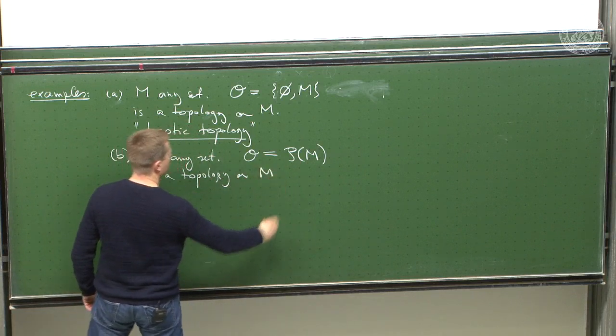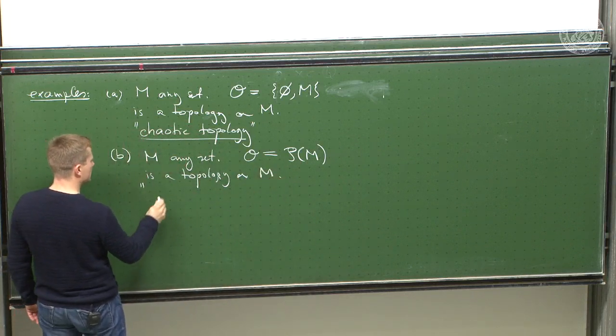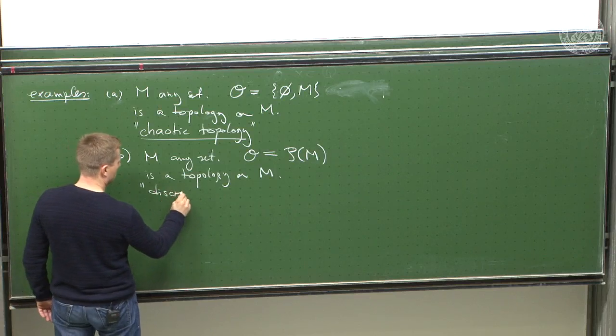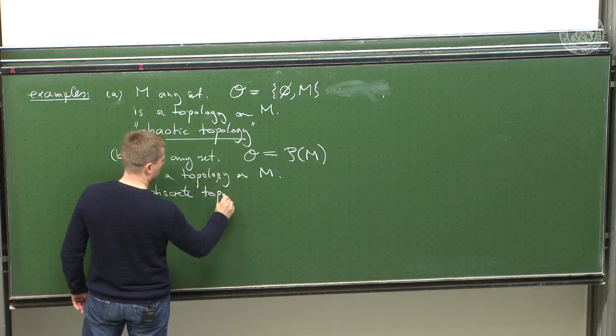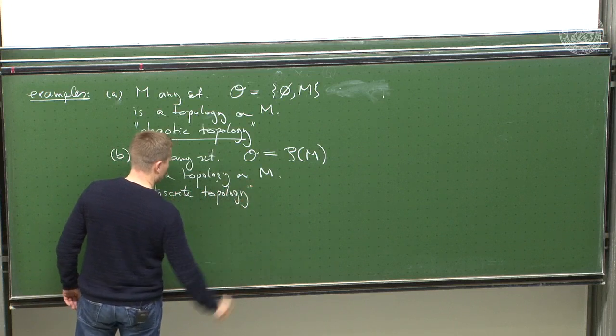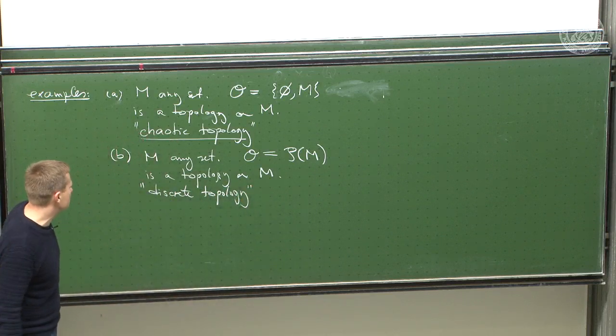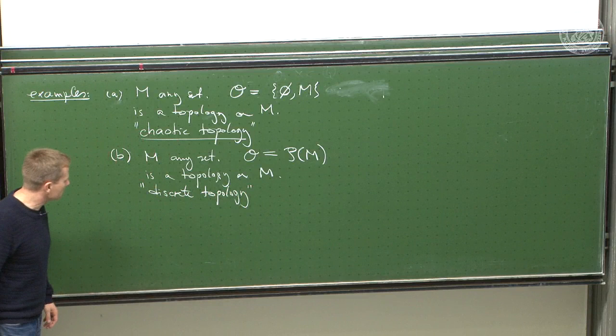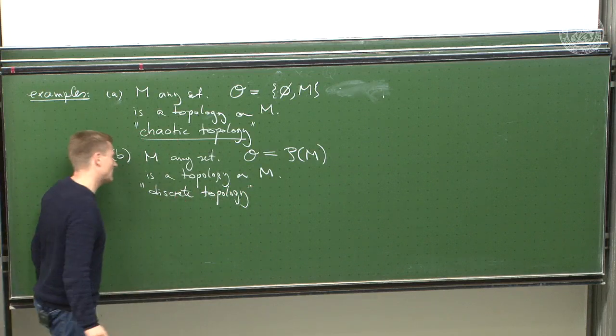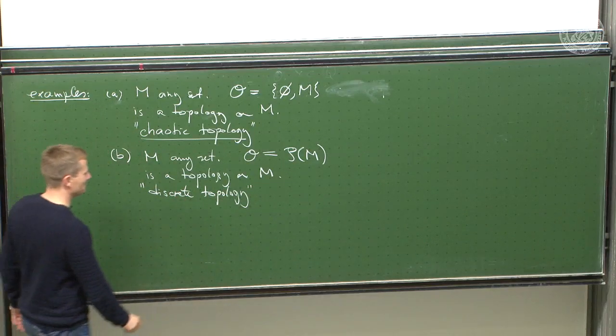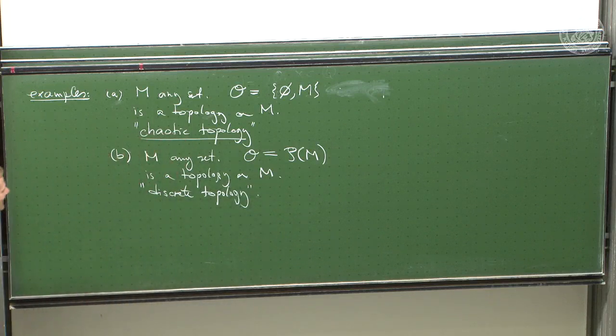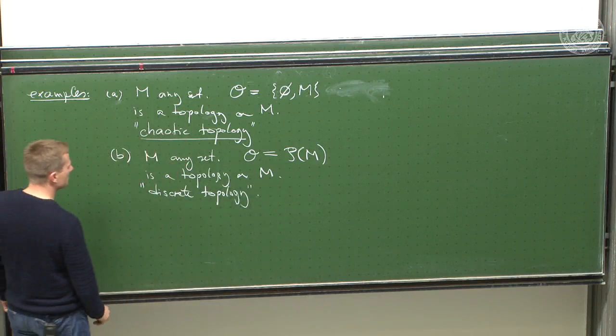on M, and this is called the discrete topology. Discrete in the sense of separated, not discrete in the sense of, well, you know, the moral sense. Okay, so that's the discrete topology.